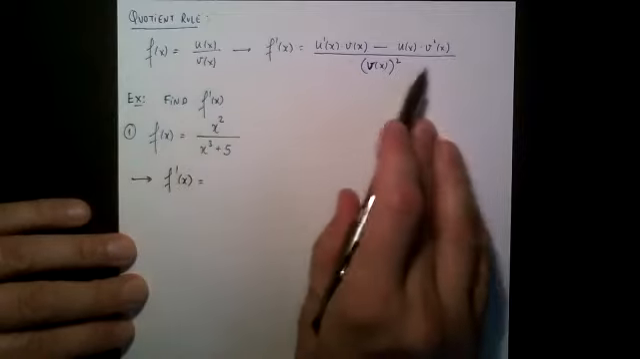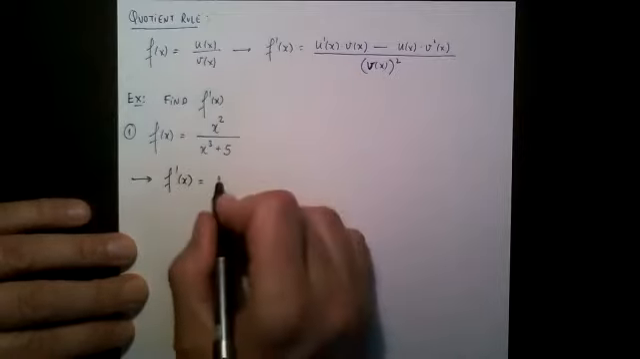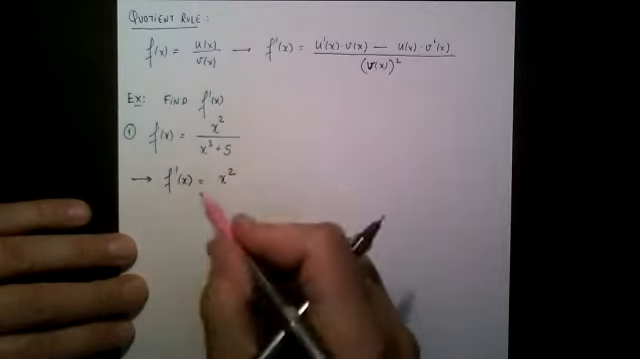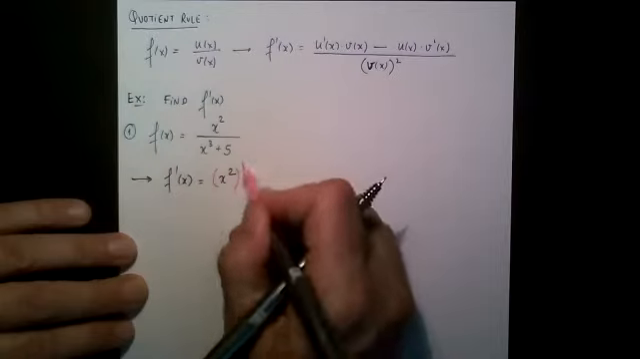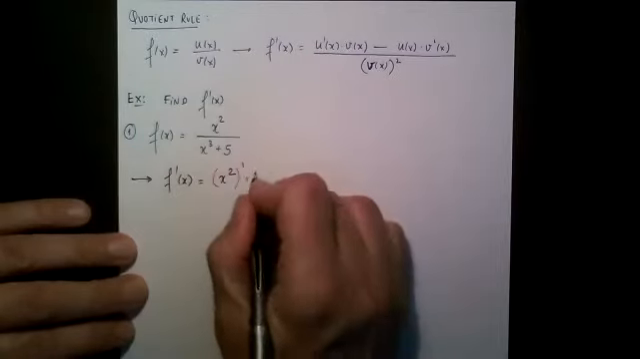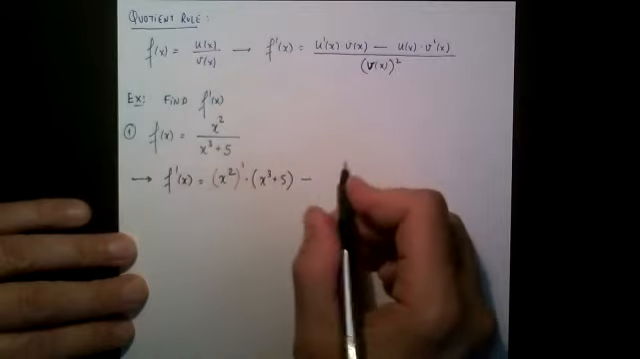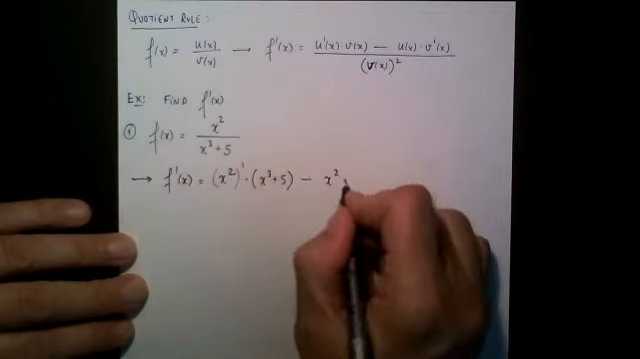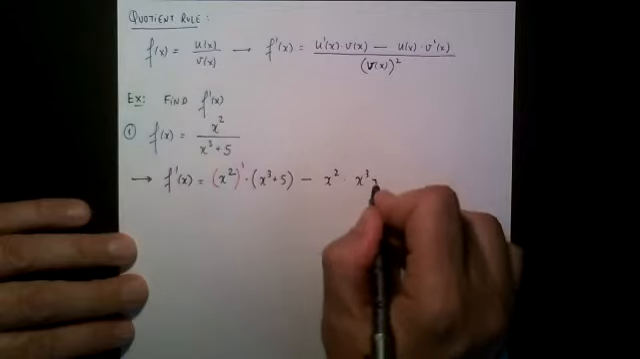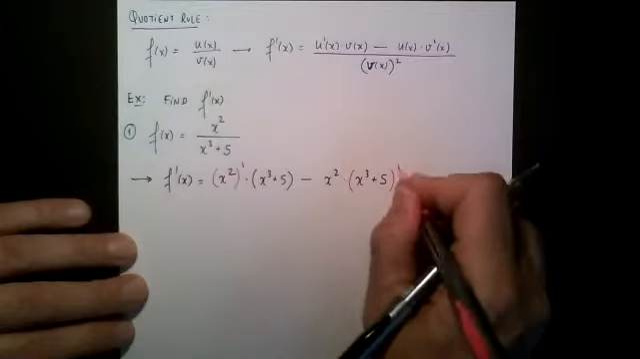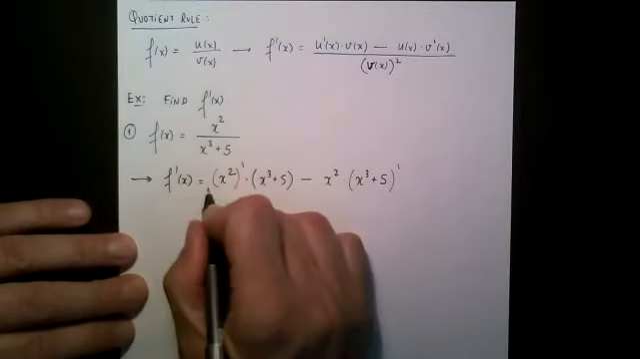Okay, so using my rule here, it's the derivative of the top, so x squared prime, times the bottom, x cubed plus 5, minus the top times the derivative of the bottom, divided by the bottom squared.